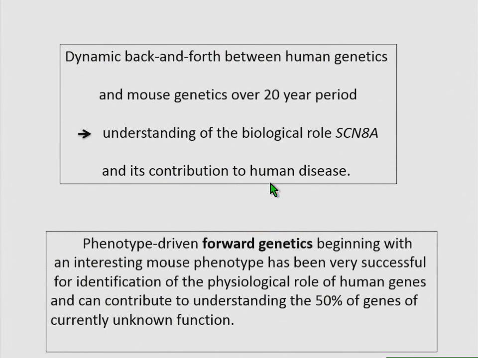So, in general, this dynamic back and forth between human genetics and mouse genetics over a long period of time has given us a lot of information about the basic biology of SCN8A and its contribution to human disease. And as I don't have to tell this audience, phenotype-driven forward genetics, starting with an interesting mouse phenotype, has been very successful in the past for identifying the physiological role of human genes and is likely to contribute to understanding the other 50% of genes in the genome whose function is still unknown.